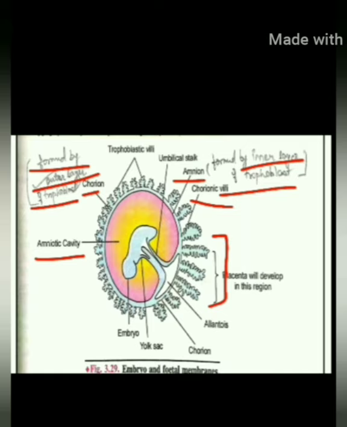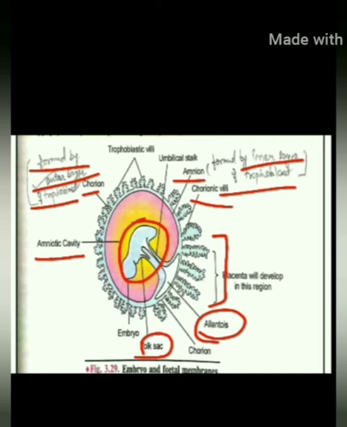Now inside this amniotic cavity, the structure called the embryo is present. A little amount of yolk is present, as there is very little yolk in human beings. Now one more structure is present, called the allantois. The allantois has some blood capillaries. In these blood vessels, the exchange of gases, oxygen and carbon dioxide, takes place.